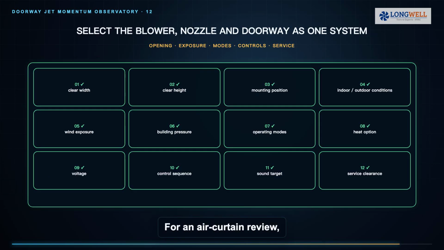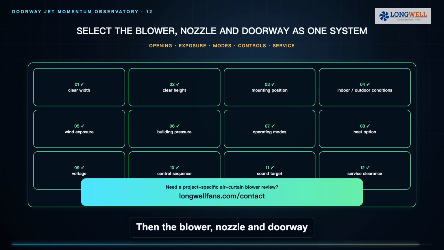For an air curtain review, send the clear opening width and height, mounting position, indoor and outdoor design conditions, wind exposure, building pressure, required operating modes, heat option, voltage, control sequence, sound target, and service clearances. Then the blower, nozzle and doorway can be selected as one system.